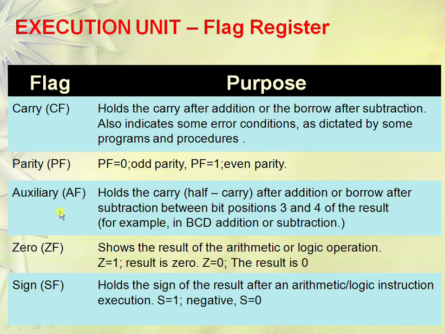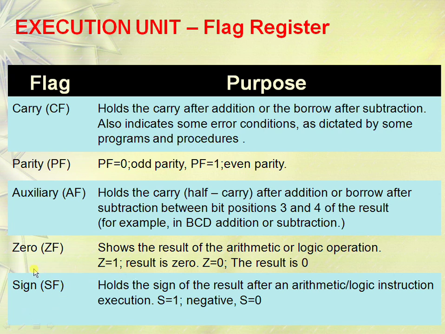Now auxiliary carry flag. Now this particular flag becomes 1 when there is a carry from the lower nibble to the higher nibble. If there is a carry from the lower nibble to the higher nibble, then this particular bit will become 1. And so this flag is mainly used in case of BCD addition and subtraction. Now zero flag. Now after the arithmetic or logical operation, if the result obtained is 0, then this particular flag will become 1, indicating that the result is 0.